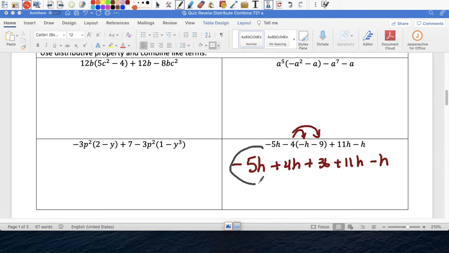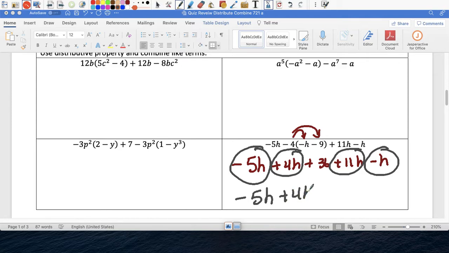Combine like terms. This, this, this, and this. They're all like terms. So in this case, negative 5h plus 4h plus 11h minus h, and then let's put the 36 all the way in the back. I know 36 does nothing, so it's going to be plus 36. Negative 5 plus 4 is negative 1. Negative 1 plus 11 is positive 10, and 10 minus 1 is 9h. And hopefully I'm correct.